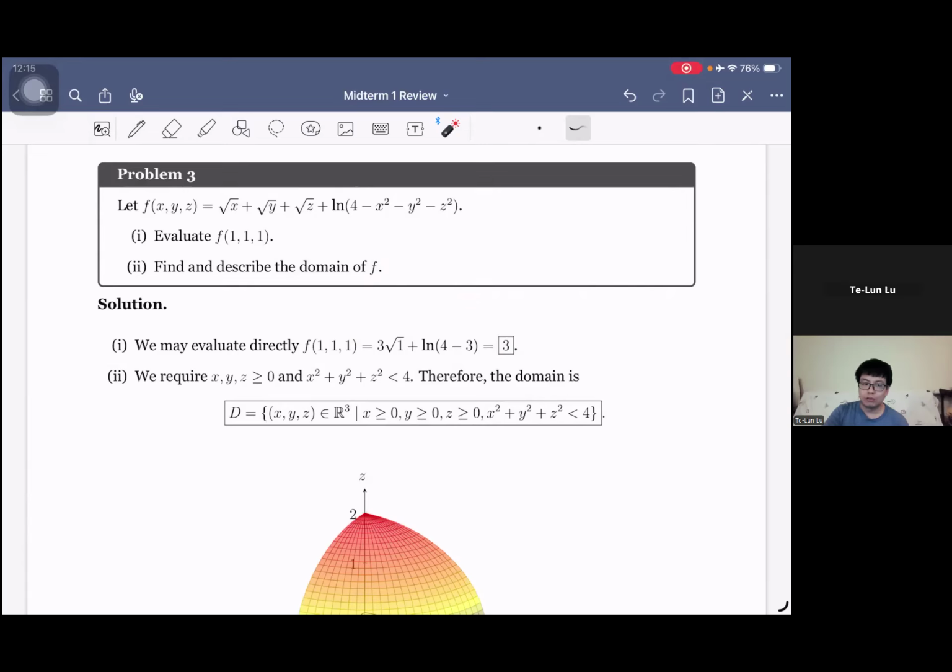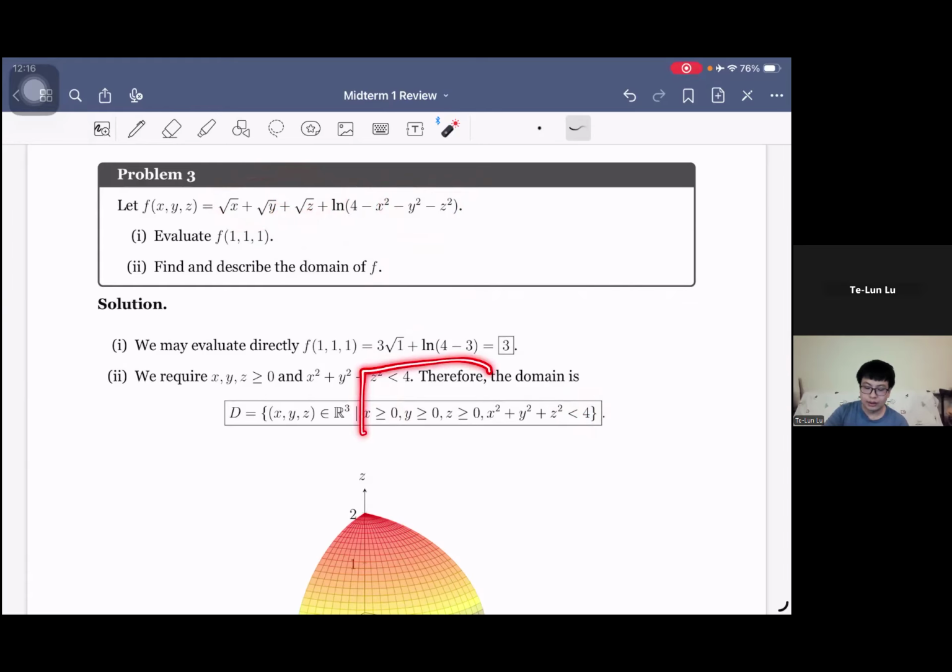And for the domain, this is what I mentioned before. The natural restriction of root x, y, and z is that x and y and z have to be larger than or equal to 0. They cannot be negative. And the restriction of the logarithm is that anything in the argument of the logarithm has to be positive. So x squared plus y squared plus z squared has to be strictly, note that this is not less than or equal to, it's strictly less than 4. Okay? Because we cannot put 0 here, but we can put 0 here.